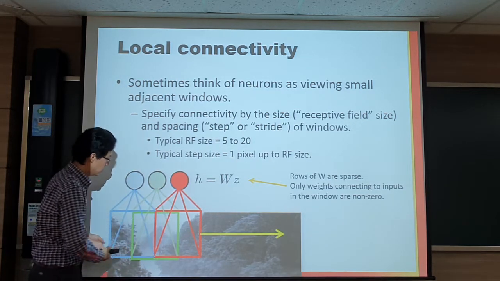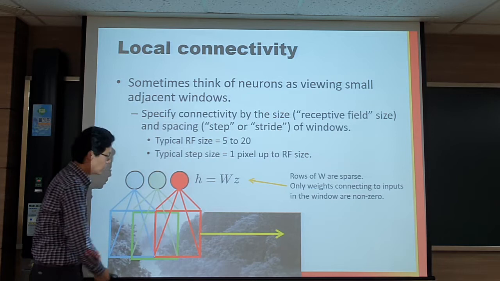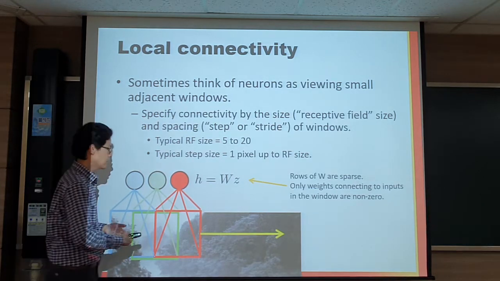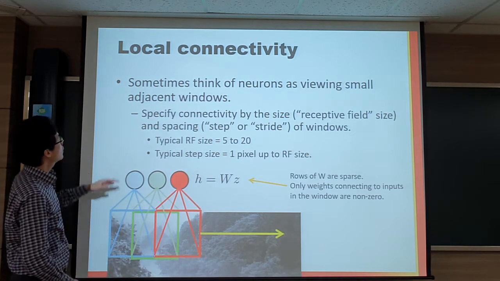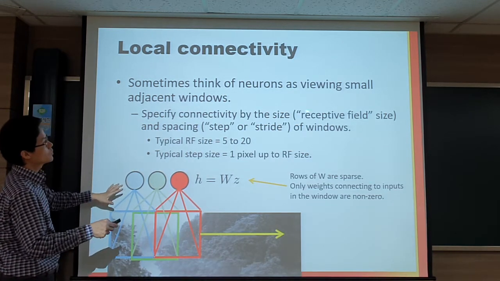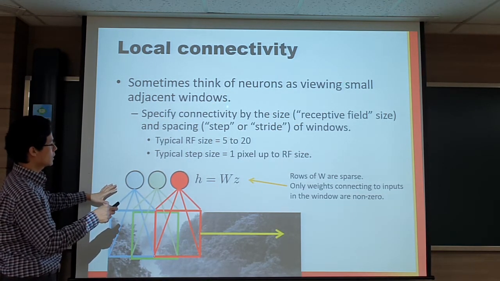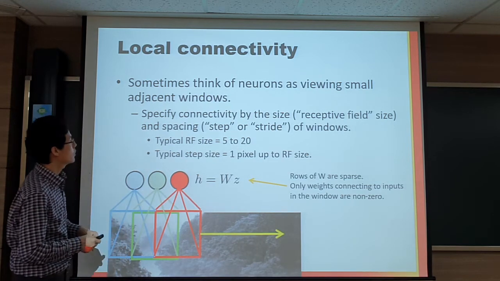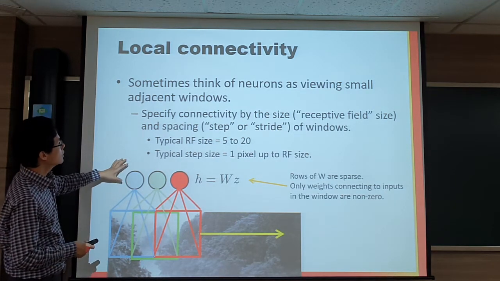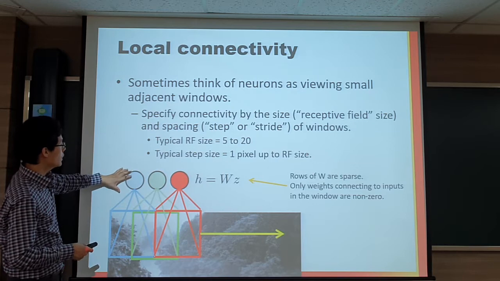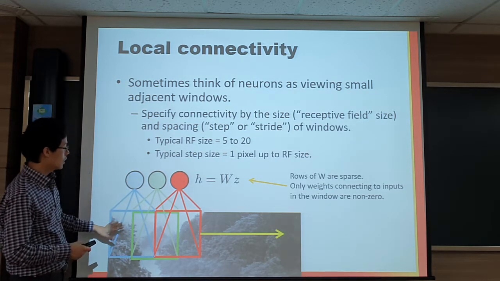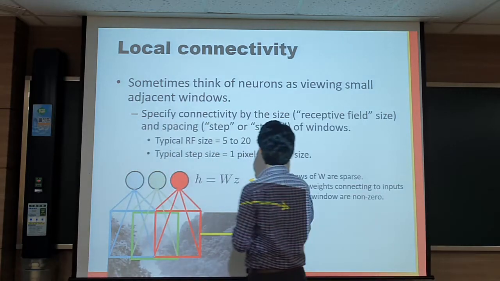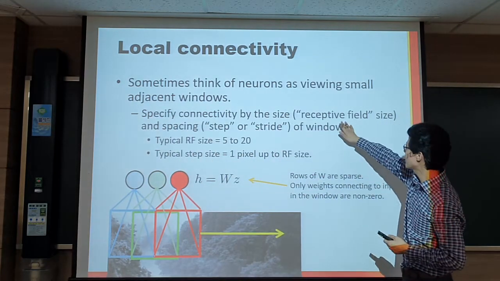This green window. Also, we can think about another filter, another weight for this red window, something like that, right? So we can actually think of a neuron as viewing a small adjacent window. We can think about many different neurons like this, and when you specify this neuron from this window, we can introduce the concept of the receptive field.